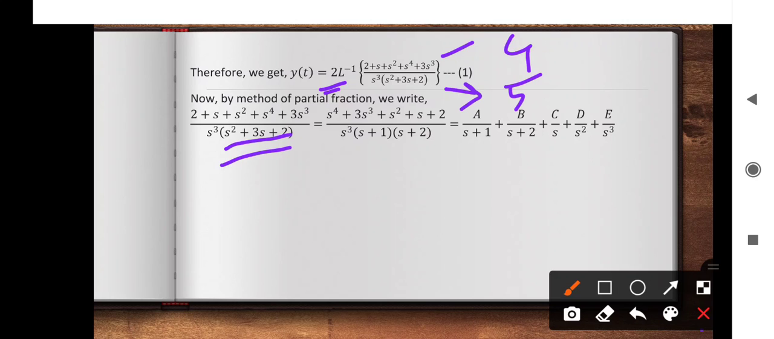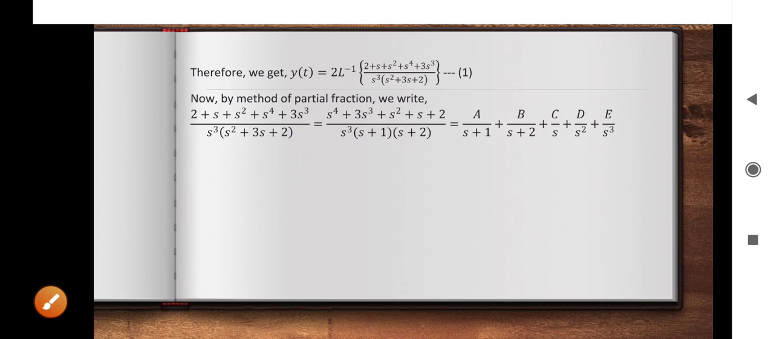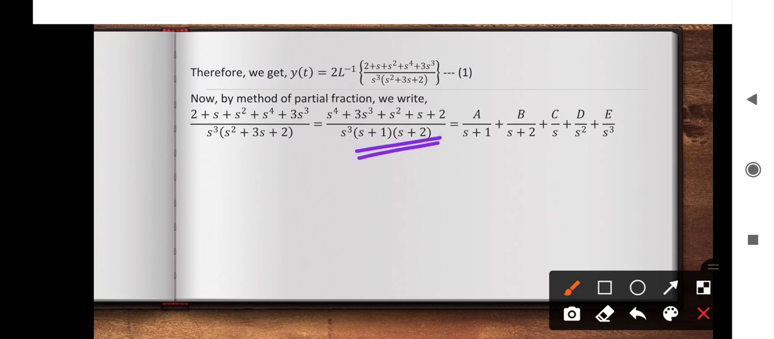So using the method of partial fractions, here we should have the denominator in factorized form as much as possible. s square plus 3s plus 2 can be factorized further to s plus 1 and s plus 2. So now here the denominator has 3 linear factors. s plus 1 and s plus 2 are not repeated linear factors, and s is repeated 3 times, and it is with s cube. So the denominator's degree 5 means there should be 5 constants in the sum of partial fractions.